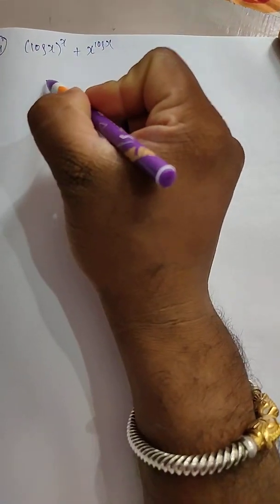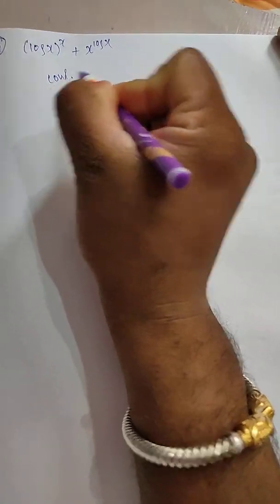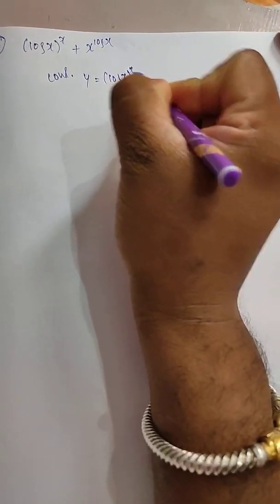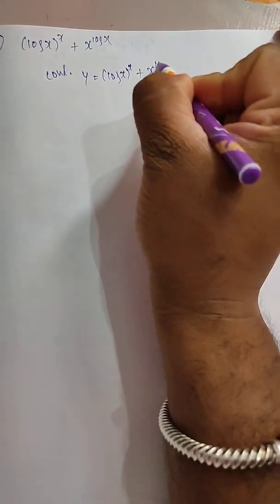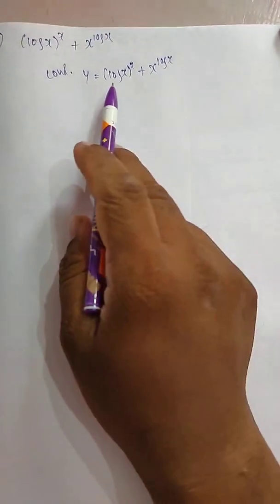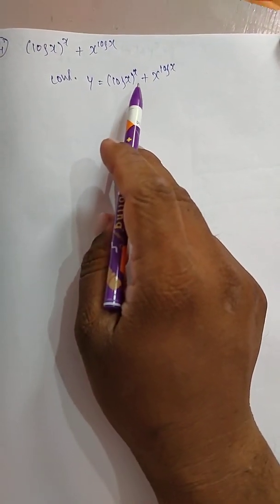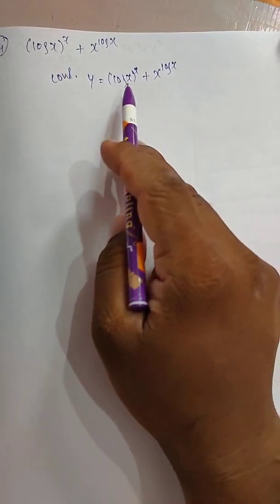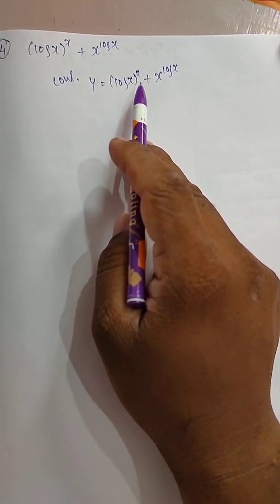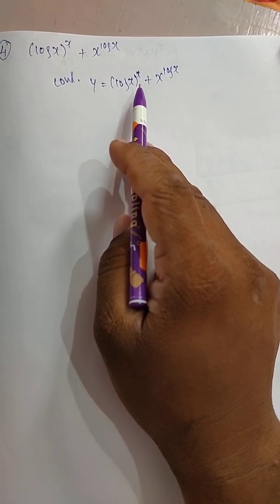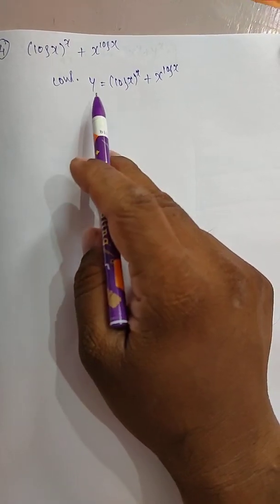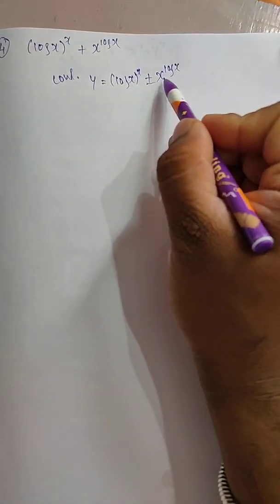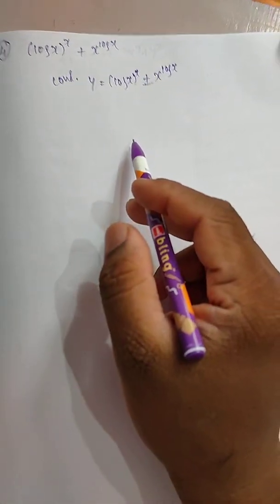Consider y is equal to log x to the power of x plus x to the power of log x. We can't differentiate this function directly, because it is a function to the power of function. We also can't apply the log directly here, because addition is the operation, so we can't apply the log.